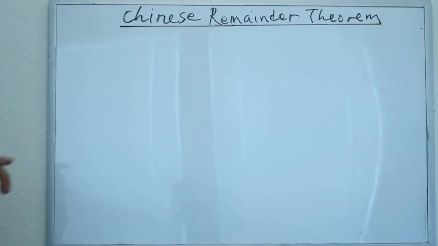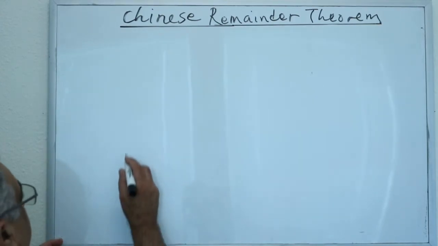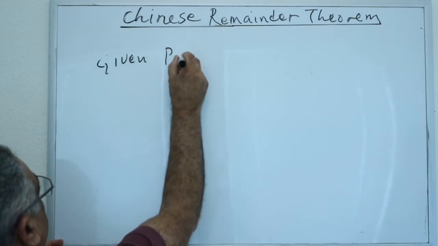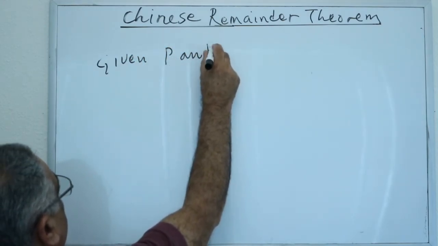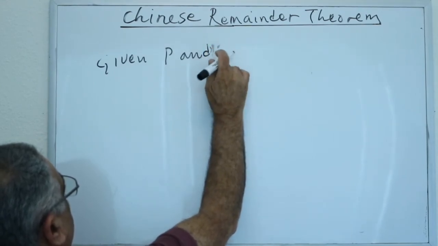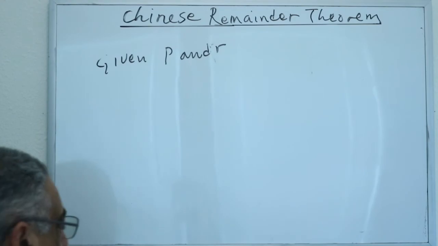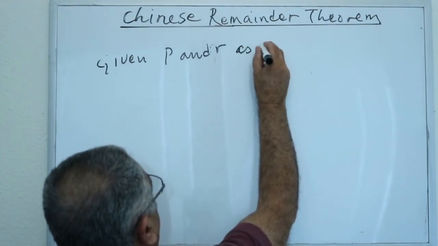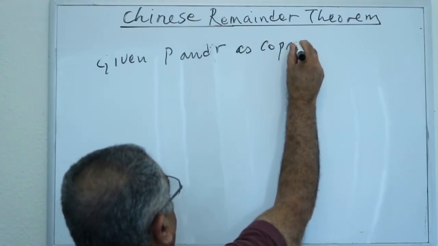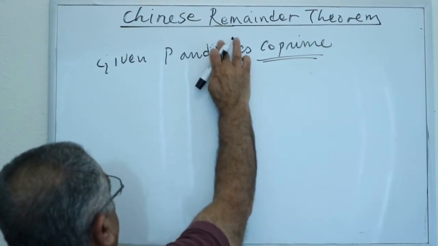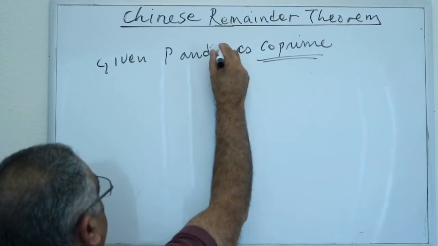This video is on solving the Chinese remainder theorem. So the way the Chinese remainder theorem works, I'm going to say, given P and R, okay, so given P and R, as co-prime. These are co-prime, and I'll explain what co-prime means. So I've got P and R.